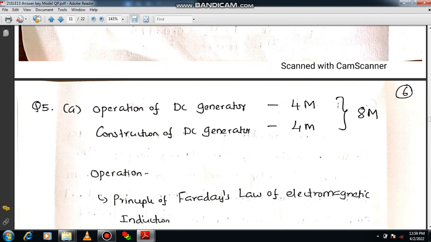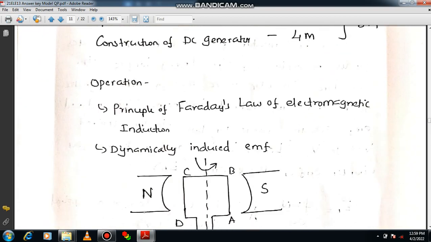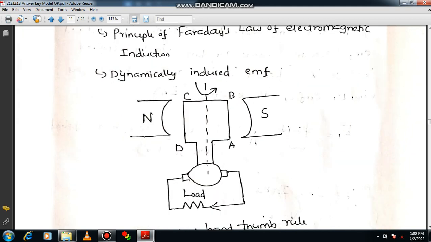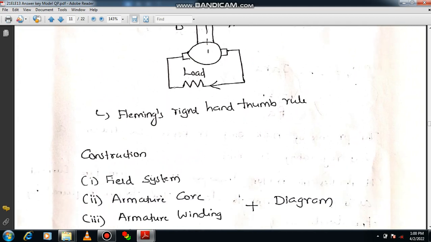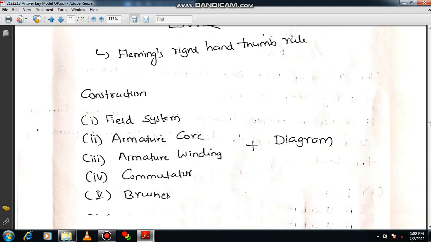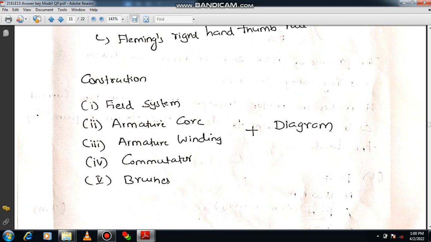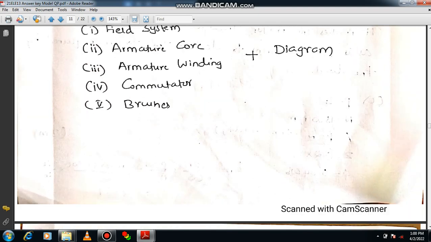If you write the operation of a DC generator, you will get 4 marks. Then the construction of a DC generator will get another 4 marks. Total 8 marks. In operation, try to add Faraday's laws of electromagnetic induction, and we can draw the schematic diagram like this. Then you can mention Fleming's right hand thumb rule to identify the direction of thrust, the direction of magnetic field, and the direction of current. In construction you have to mention the field system, armature core, armature winding, commutator, and the importance of brushes with the relevant diagrams. Definitely you can get 8 out of 8.